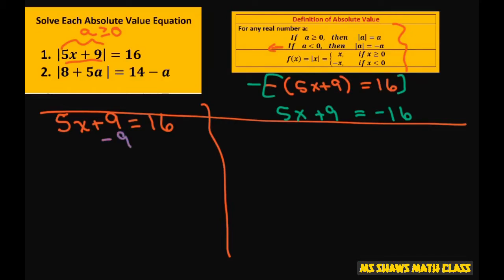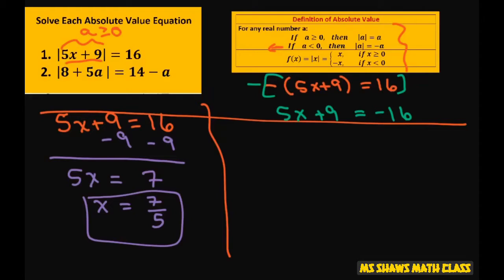So you subtract 9 from both sides of the equation, and you're going to get 5x equals 7. So x equals 7/5. All right. And then for this side, let's subtract 9. You get 5x equals, subtracting 9 from both sides, negative 25. So for that one, if you divide both sides by 5, you're going to get x equals negative 5.